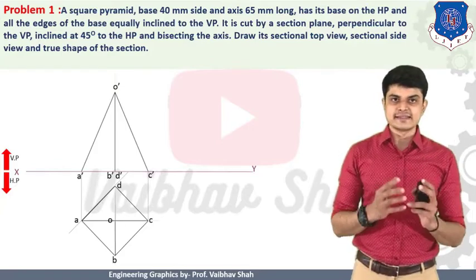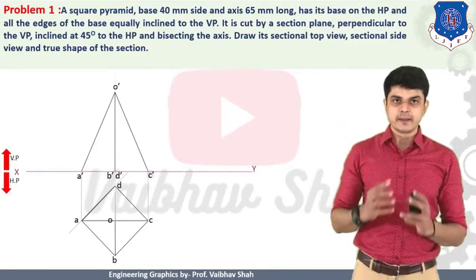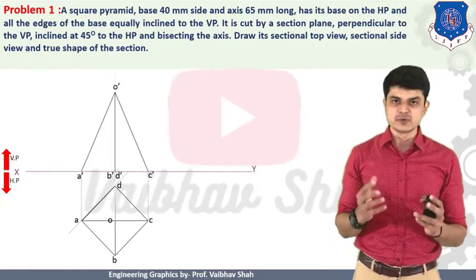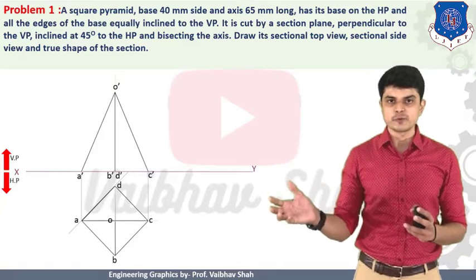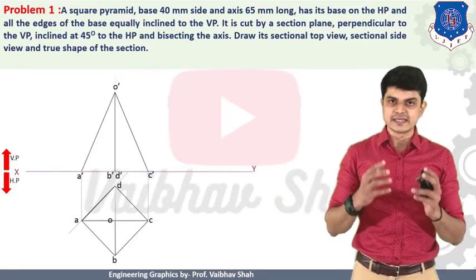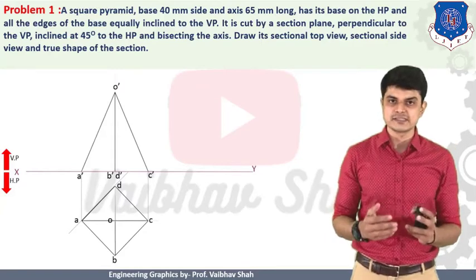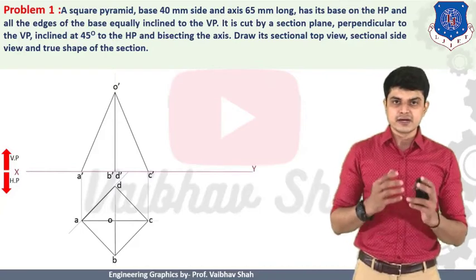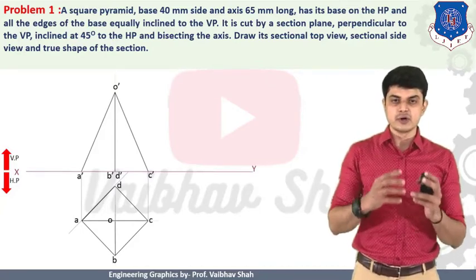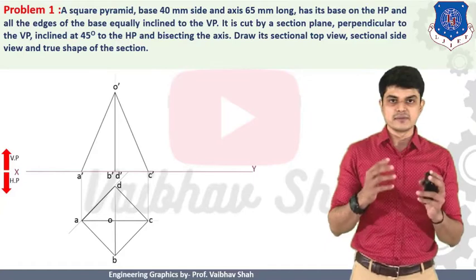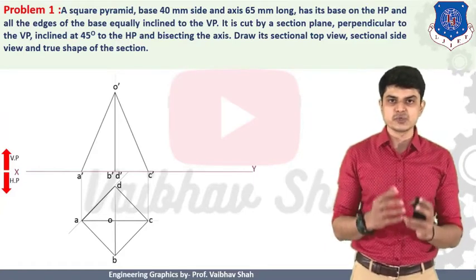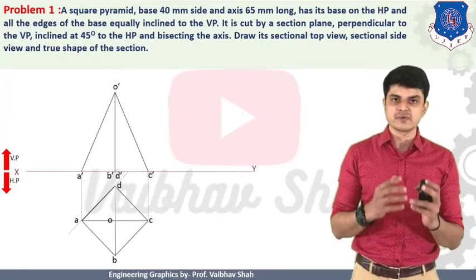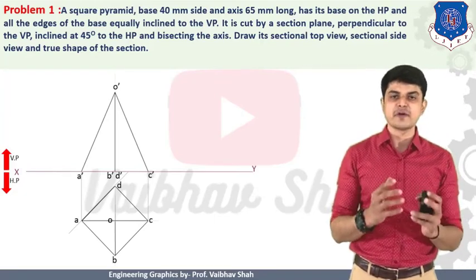Then after it is said that it is cut by a section plane perpendicular to VP and inclined at 45 degrees to HP. As we know, this is your XY line and below this portion is your HP. So if your line is inclined to the HP at 45 degrees, that means your line should be inclined above your XY line like this at 45 degrees. But in our case, it is cutting your square pyramid from the bisecting point of the axis. We should first find out the midpoint of the axis, and from that point we should construct one line which must be at 45 degrees to HP.